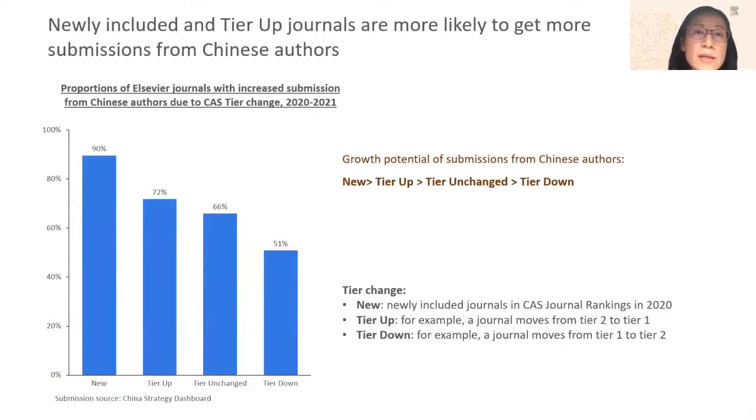So every year when this journal ranking is released, we can observe certain behaviors from the researchers. As for the growth potential of submissions from Chinese authors, to put them in order, you can see that the newly added journals to this ranking list will observe the highest growth potential. Coming next are those titles moving upward. And next, the tier unchanged and tier down, obviously they will take the latter place.